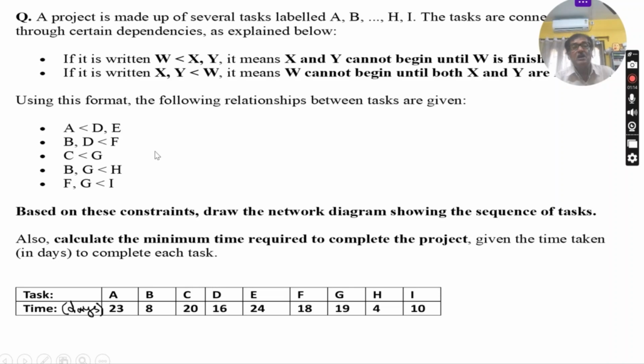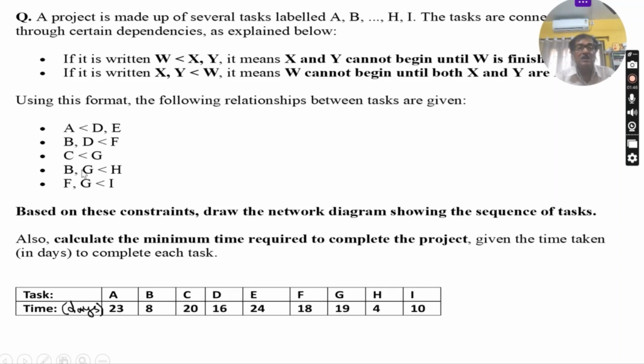I am not going to discuss how to draw it because this same problem has already been discussed in my previous video. You please check it. The same problem, there is no difference. That's why, just to save time, I am not going to that part, how to draw the network for project analysis. That means drawing of the network has already been discussed in a separate video.